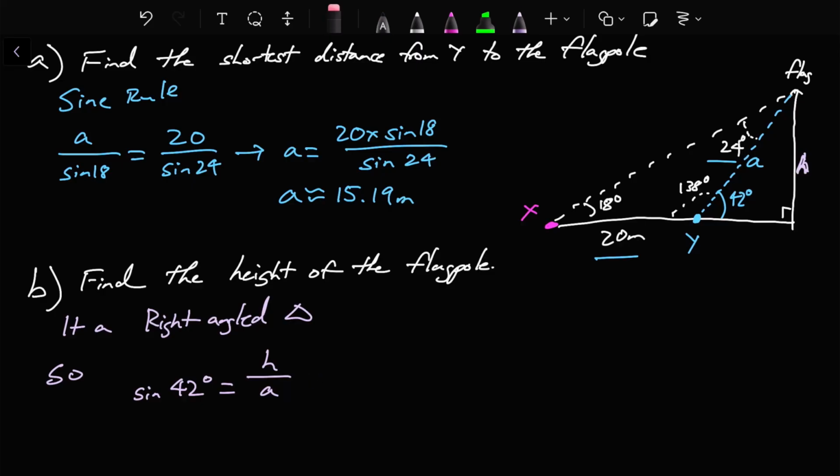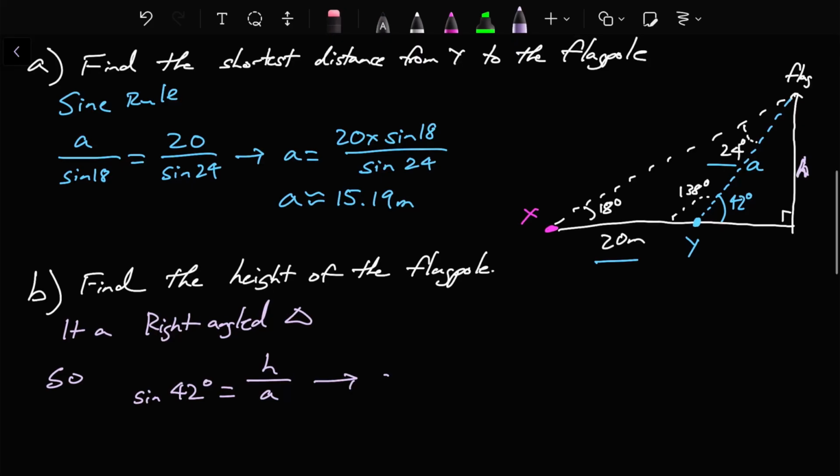But we know what A is now, right? Because we found it up here. So we can say sine 42 degrees times A is equal to H, which means H is roughly sine 42. Obviously, there's a bit of rounding error, but that's okay. About 10.16. And we're done.